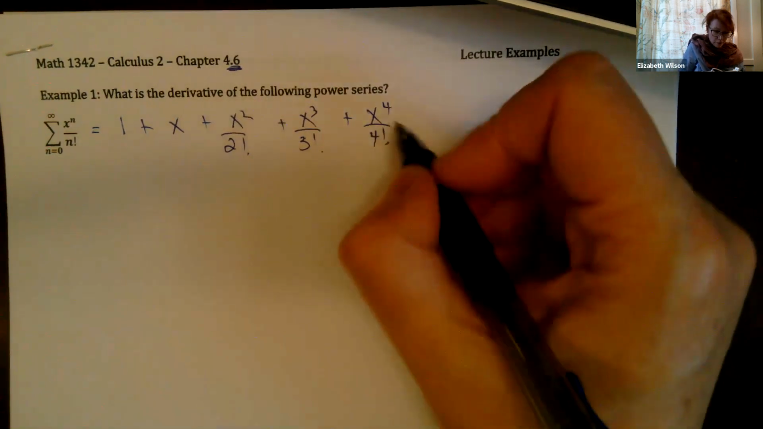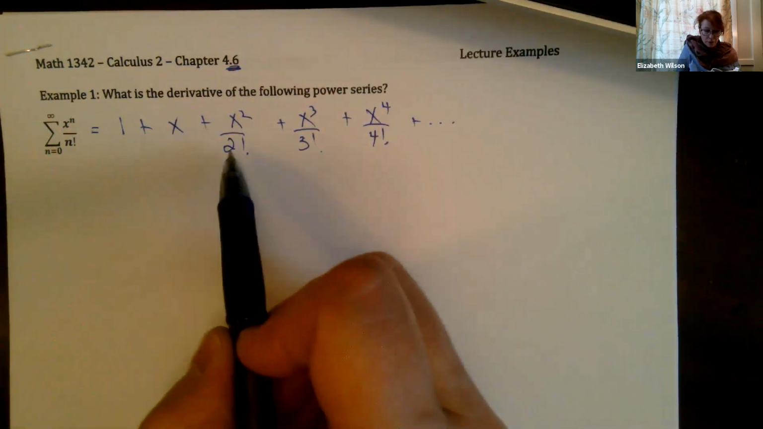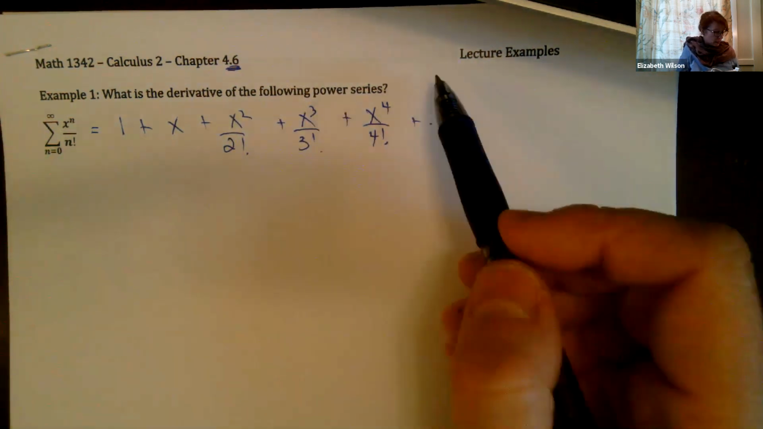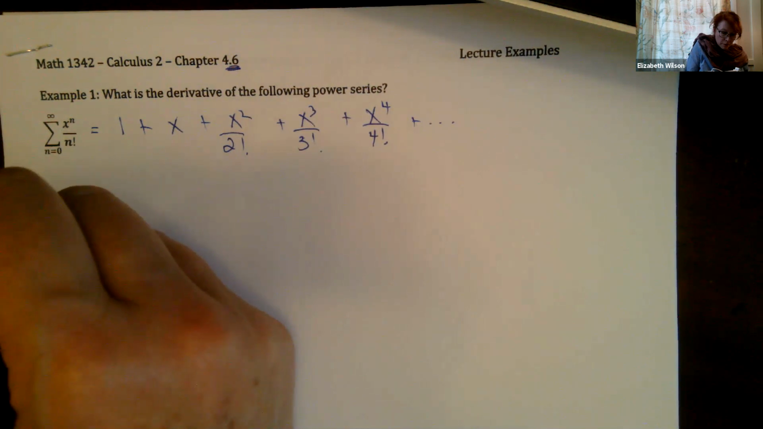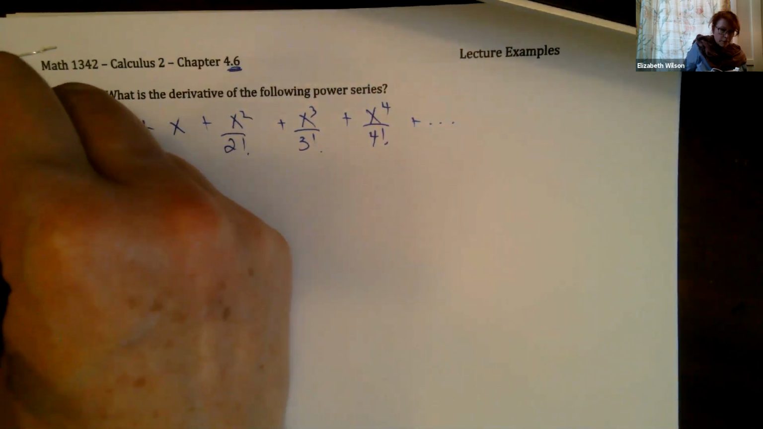Right, and so on and so forth. All I did was say n equals 0, n equals 1, n equals 2, n equals 3, n equals 4. So I just enumerated out what this thing looked like. Okay, so let's do this. What's the derivative? Let's call this f of x equals that.